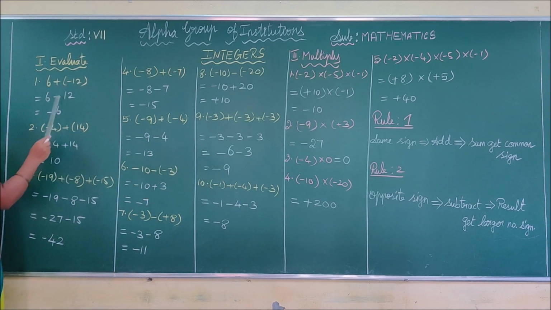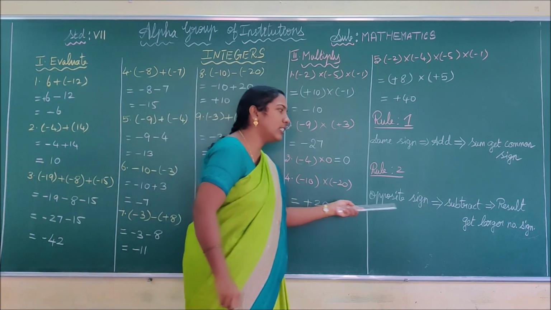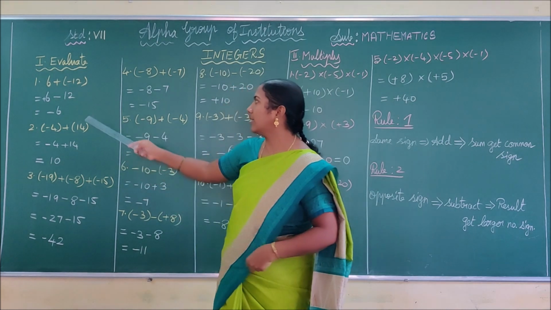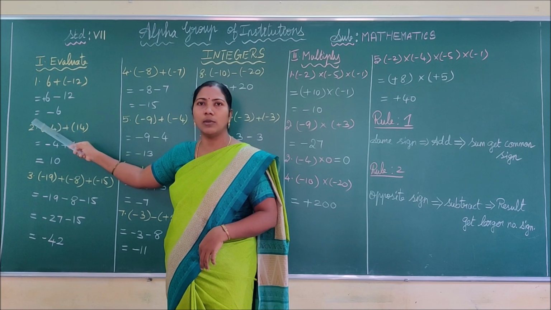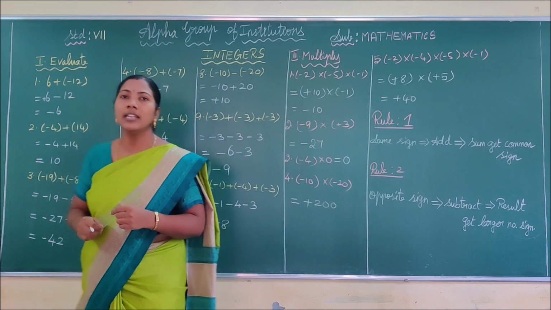See here, 6 plus into minus 12. The symbol of 6 is plus, the symbol of 12 is minus. According to rule 2, if the given integers have opposite signs, you have to subtract. Among the two numbers, 6 is the smaller number. So you have to subtract 6 from 12. So 12 minus 6, you get 6.